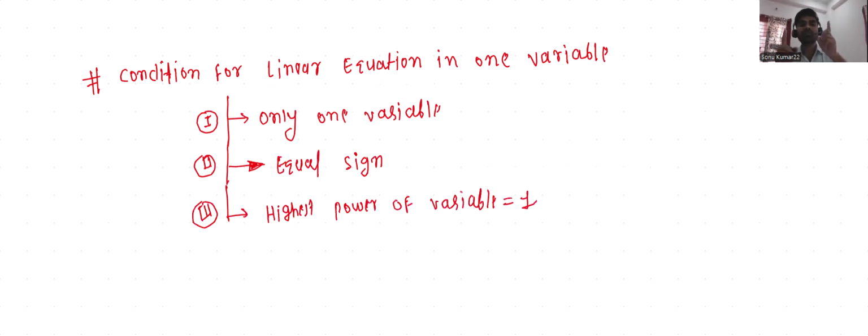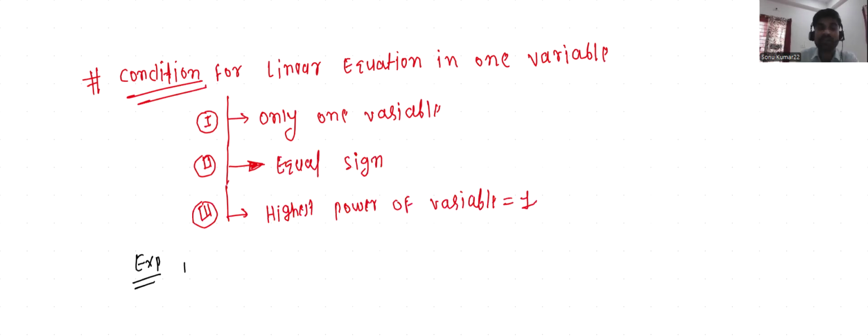These three conditions you have to check for a linear equation in one variable. There is only one variable, there is an equal sign, and the highest power of the variable is 1. Okay, let's check with the help of some examples. Example number one.